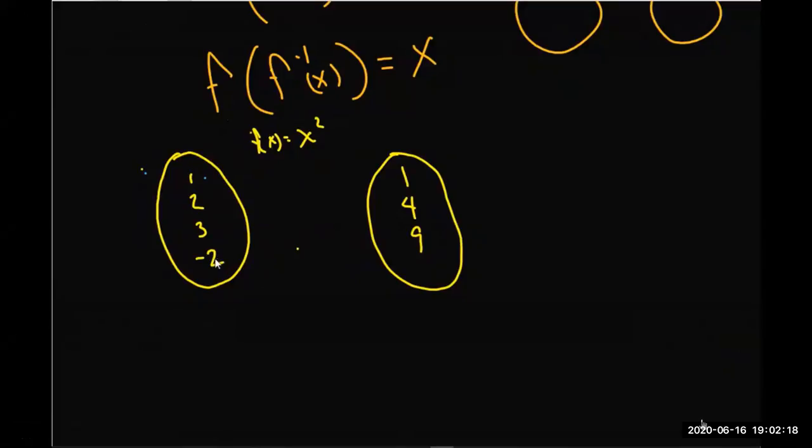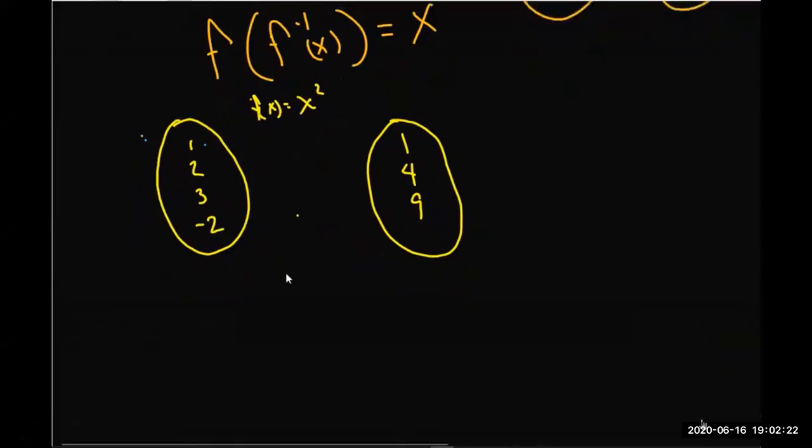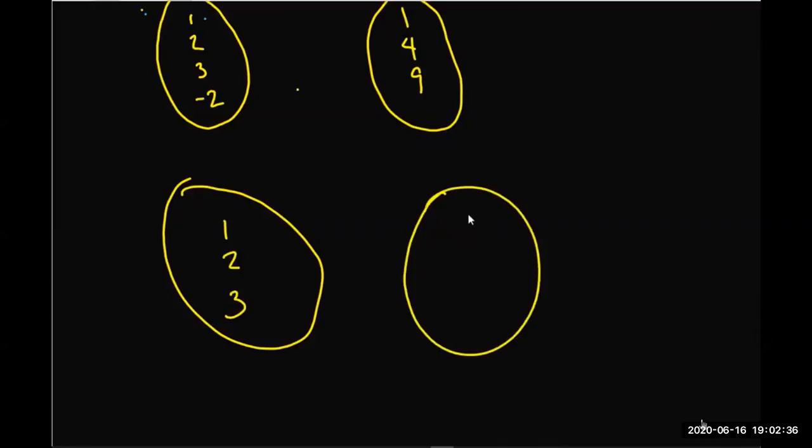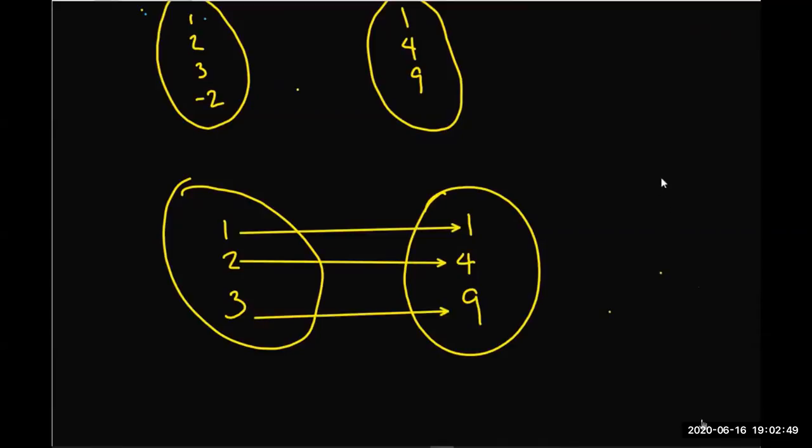However, if we limit the domain to only positive numbers, then we don't have a problem. So let's have just 1, 2, 3, and over here 1 goes to 1, 2 goes to 4, and 3 goes to 9. If we limit the domain like this, we don't have that problem. This is for x squared, y equals f of x equals x squared. So what would be the inverse of this? For example, what function will take 4 to 2, 9 to 3, and if we had 5, that would have gone to 25. What is this inverse function?